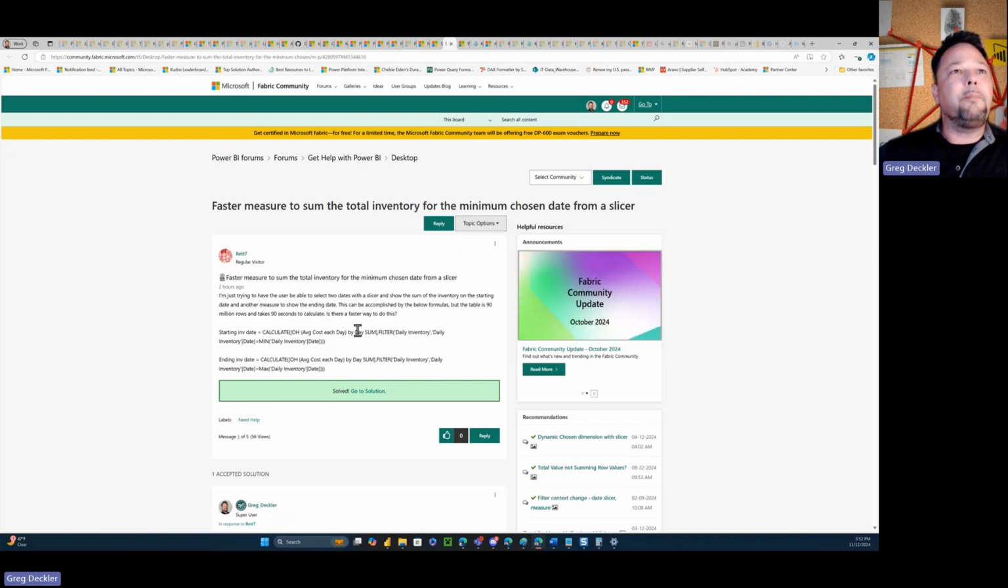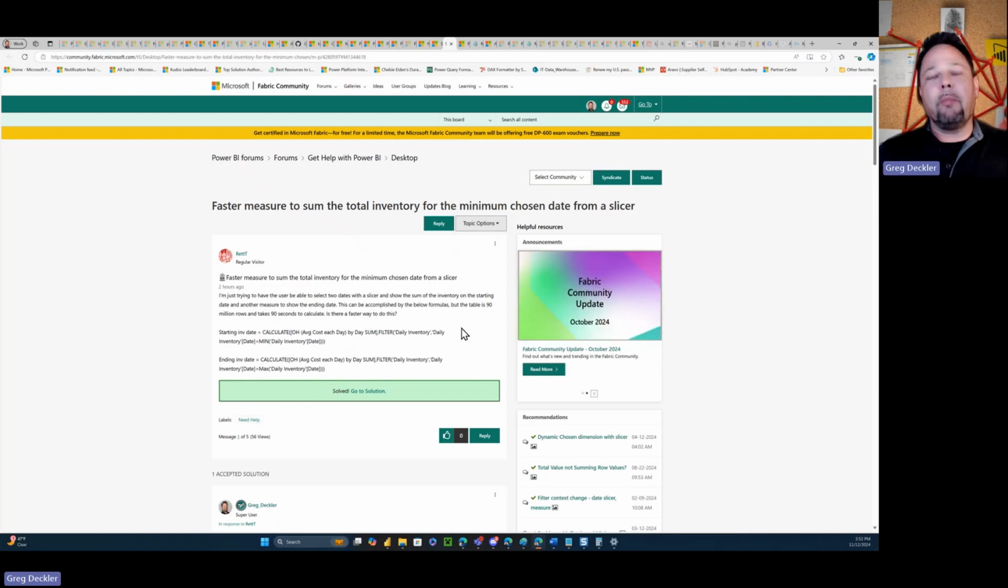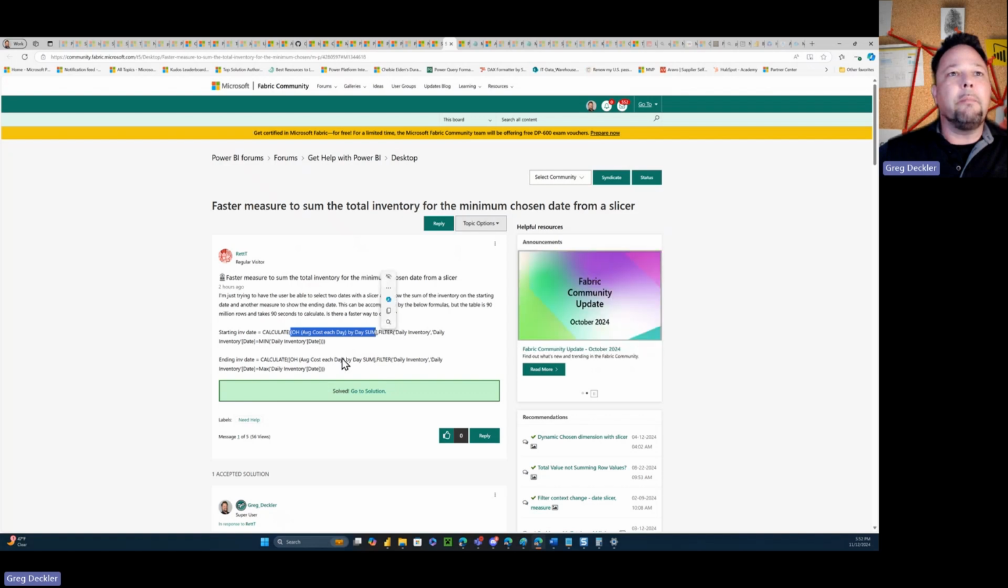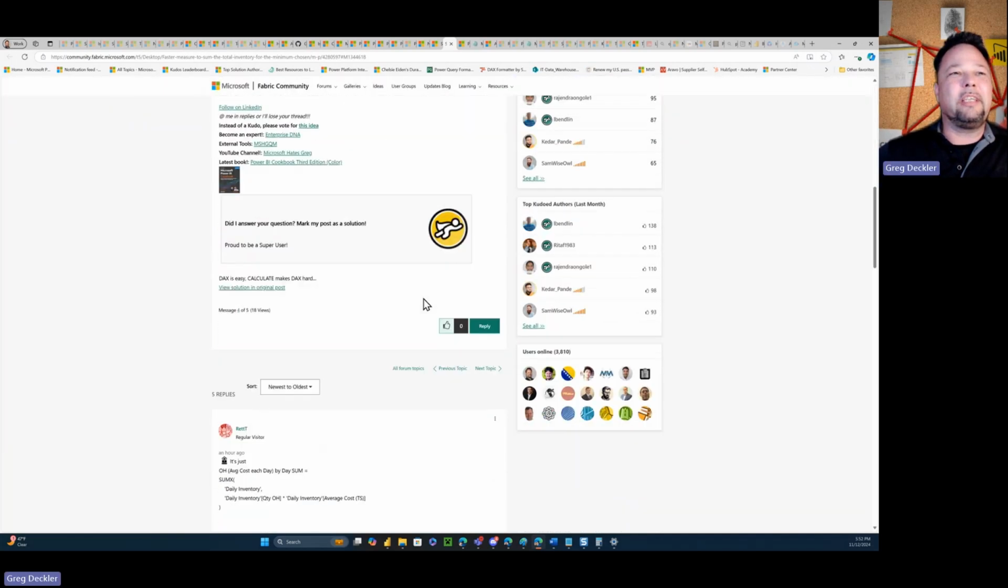And so very simple calculate expressions, like basically calculate some measure where you filter the data. So basically what they have is a slicer, you pick a range, so a min and a max. And what this person wants to do is calculate this measure on the minimum of the day selected as well as the maximum of the day selected. So now they've got about 90 million rows, and he says it takes 90 seconds to calculate using these two measures. So that's a problem.